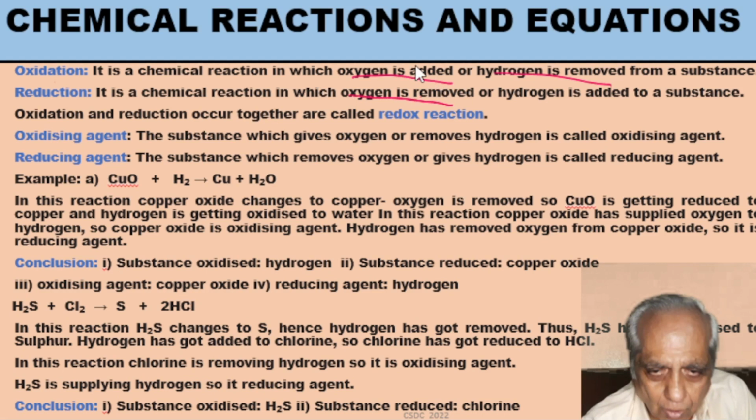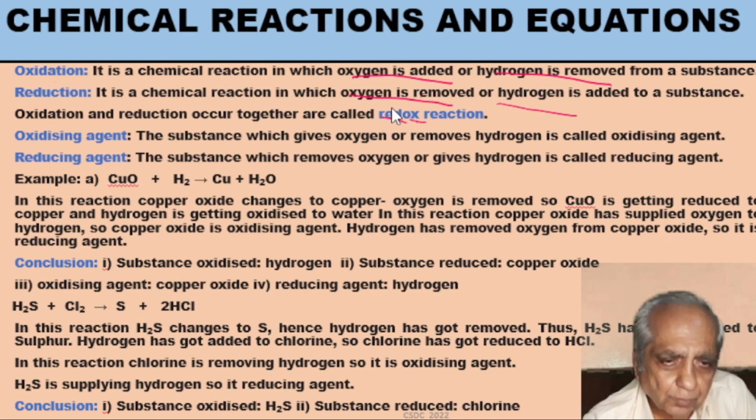So opposite of this: hydrogen is removed, so hydrogen is added. This you should learn, this you should never forget. Oxidation means a chemical reaction in which oxygen is added or hydrogen is removed. Now, oxidation and reduction normally occur together, so they are called redox reactions. Redox means reduction, OX stands for oxidation.